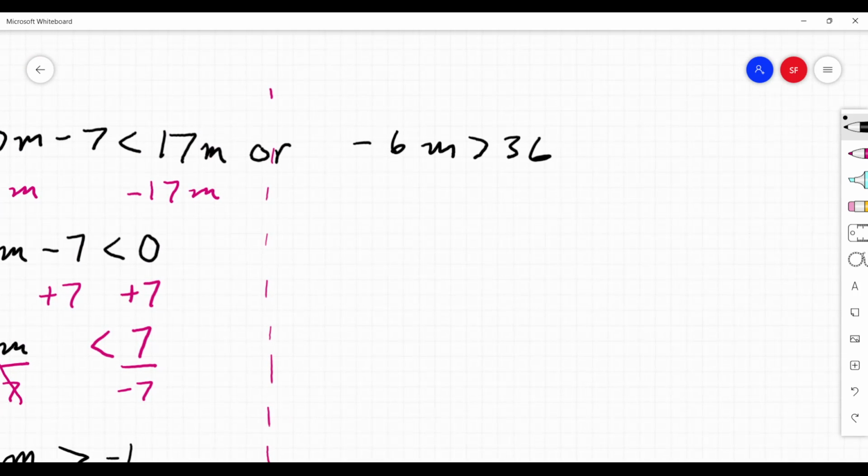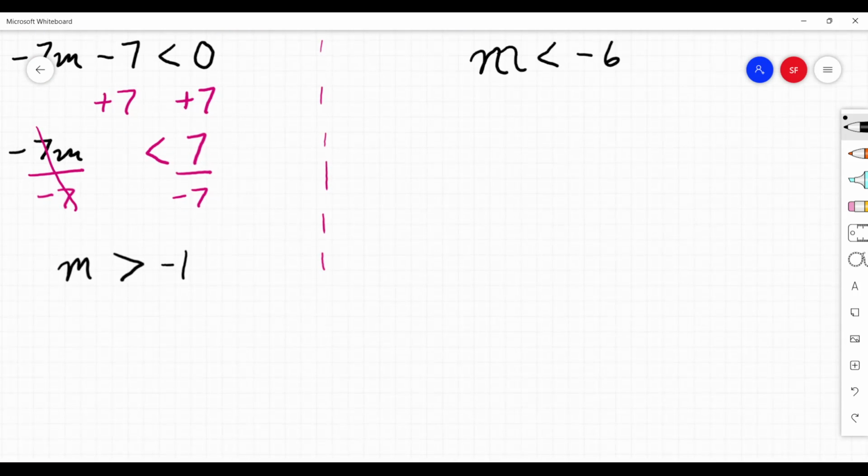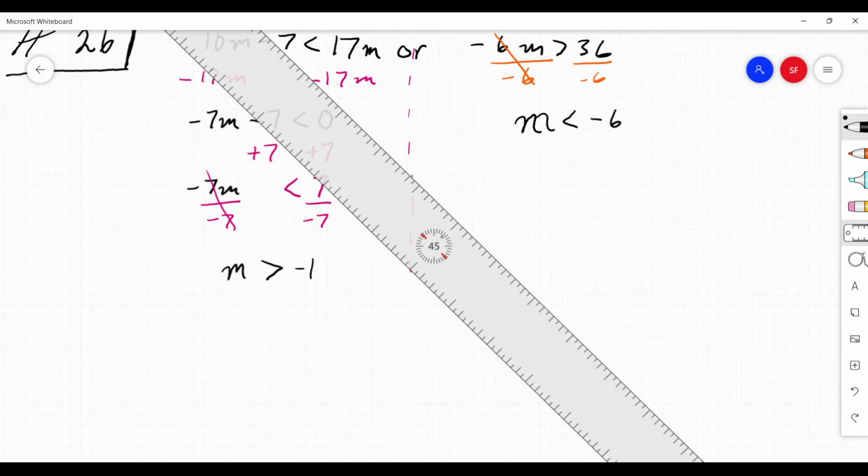What about this half? Divide by -6 on both sides. And then you just get m is less than -6. That's right.